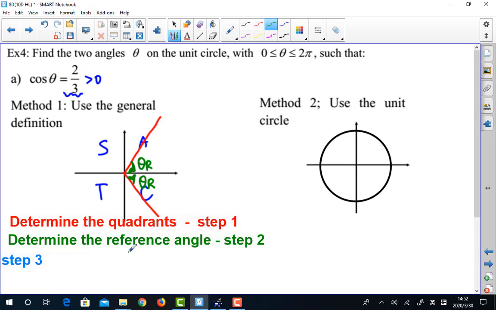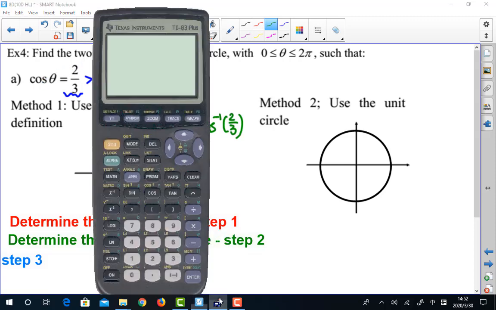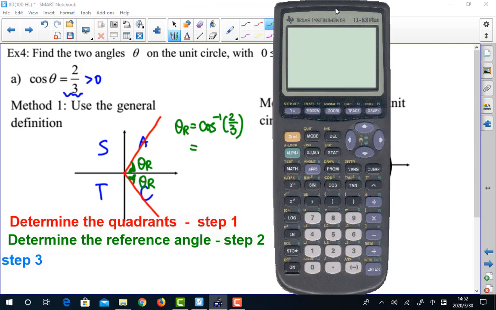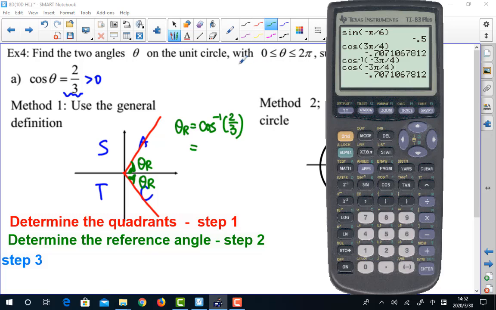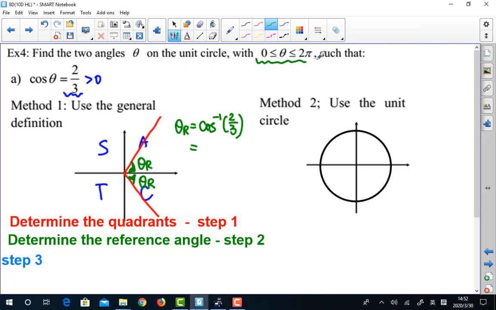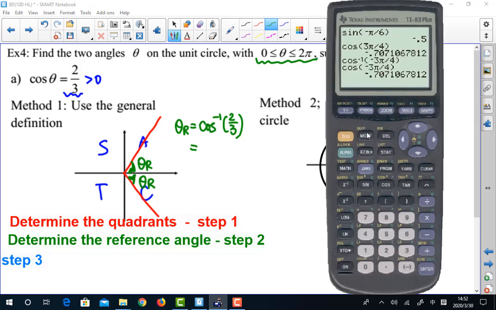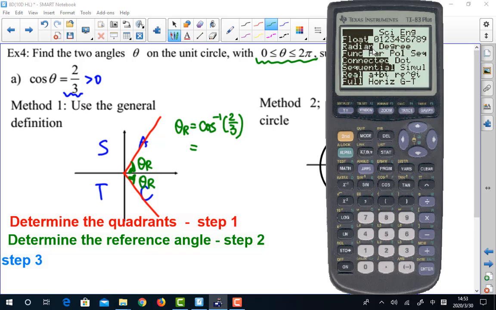How can we find the reference angle? Theta r equals cosine inverse 2/3. I only need to inverse this ratio. Let's use the calculator to find cosine inverse 2/3. And make sure right now we are finding all the angles in radians, since the restriction of the angle is given in radians. Double check if the mode on the graphing calculator is on radians. If it's on radians, let's quit.